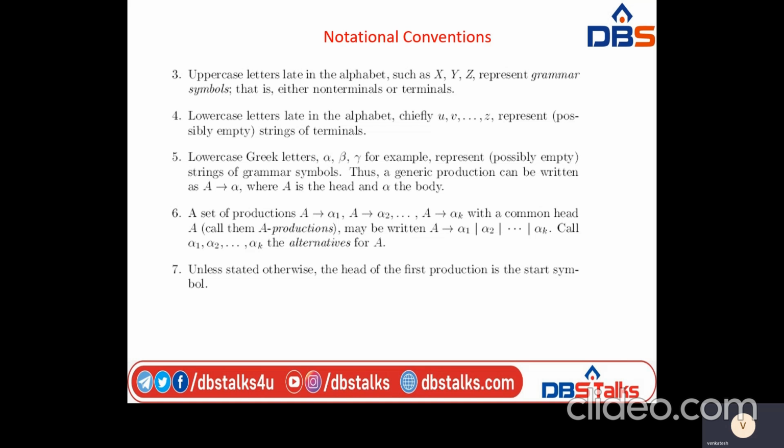The next one is, unless stated otherwise, the head of the first production is the starting symbol. So the first production gives the starting symbol, and we are going to take it as the starting symbol. All these are the various naming conventions we are going to consider in the concept of context-free grammar.